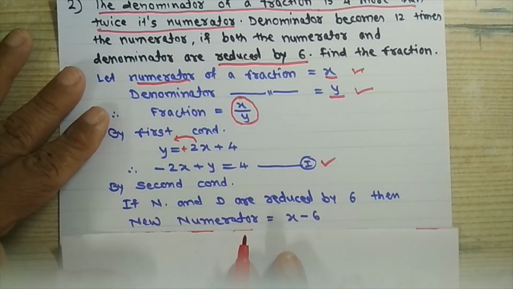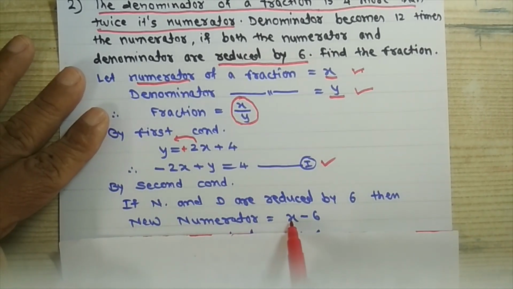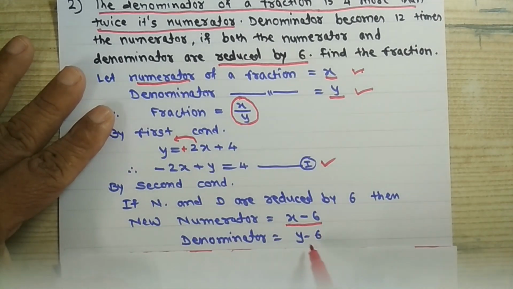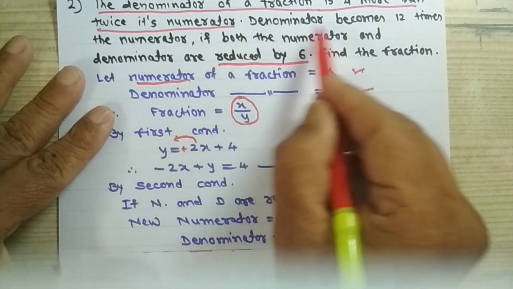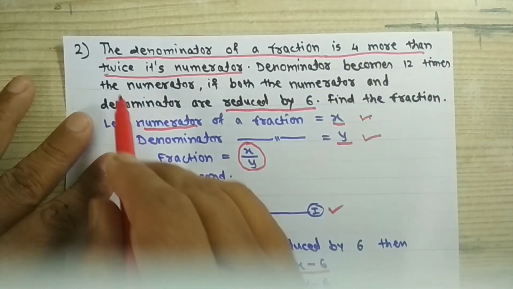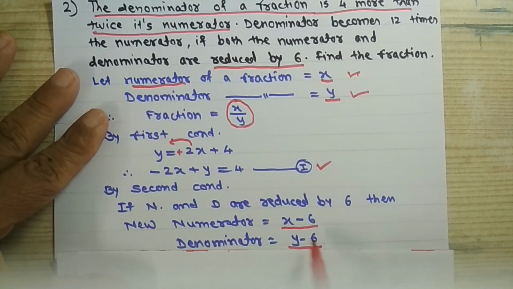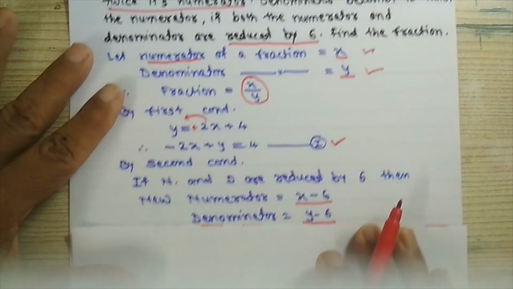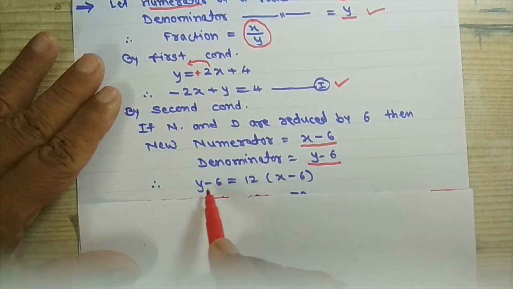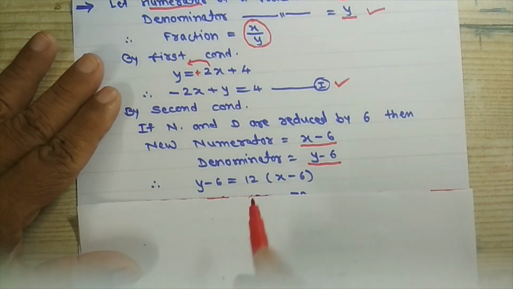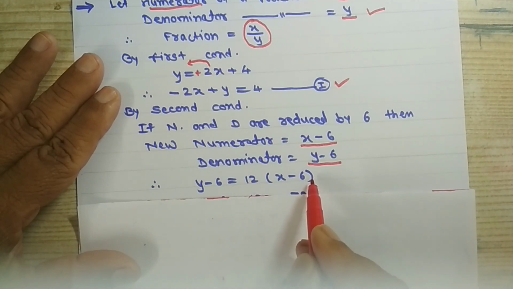Okay, new numerator becomes, original is x, we have to reduce means subtract 6. Means new numerator is x minus 6 and new denominator is y minus 6. Again we know the condition: denominator becomes 12 times the numerator. Means denominator, here y minus 6, is 12 in bracket x minus 6, 12 times the numerator. That is the condition. Therefore we have to write here y minus 6 is equal to 12 times the numerator, 12 in bracket x minus 6.